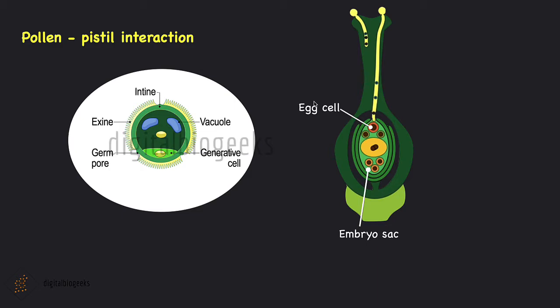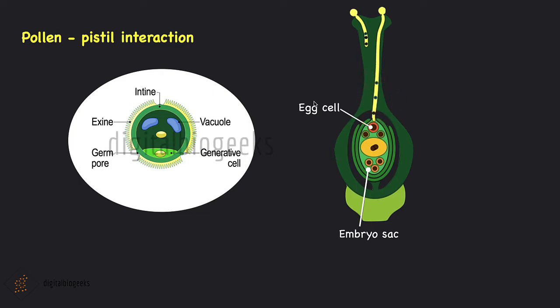If the pollen grain falling on the stigma is compatible, the pistil accepts it, which will lead to the germination of the pollen grain on the stigma. As a result, a pollen tube is produced through one of the germ pores. The pollen tube continues its growth through the tissues of the stigma and style and reaches the ovary. The contents of the pollen grain move into the pollen tube.